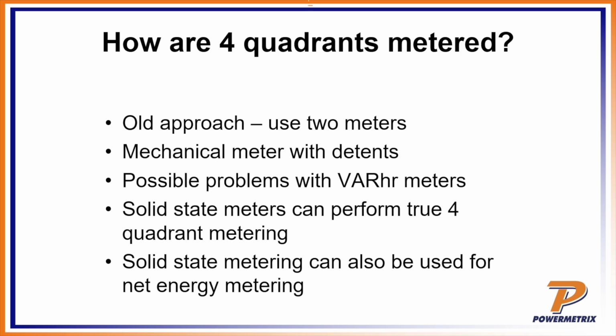The good news for the modern world is that solid-state meters do a really good job of doing four-quadrant metering. Of course, a solid-state meter is based on a digital circuit. It digitizes the voltage, it digitizes the current, and turns that into a number that can then be computed using a microprocessor or some other sort of logic device. And so solid-state meters are really ideally set up to be able to do that. That being said, solid-state meters can also be used for what we call net energy metering.